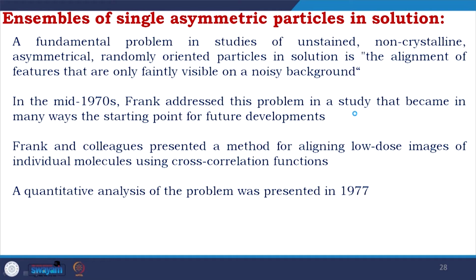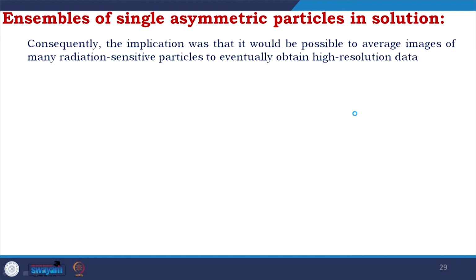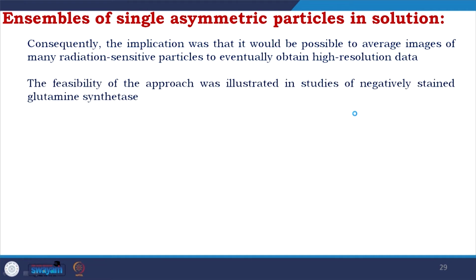A quantitative analysis of the problem was presented in 1977. The analysis concluded that it would be possible to look at randomly positioned particles using non-destructive electron doses. Consequently, the implication was that it would be possible to average images of many radiation sensitive particles to eventually obtain high resolution data. The feasibility of the approach was illustrated in studies of negatively stained glutamine synthase.